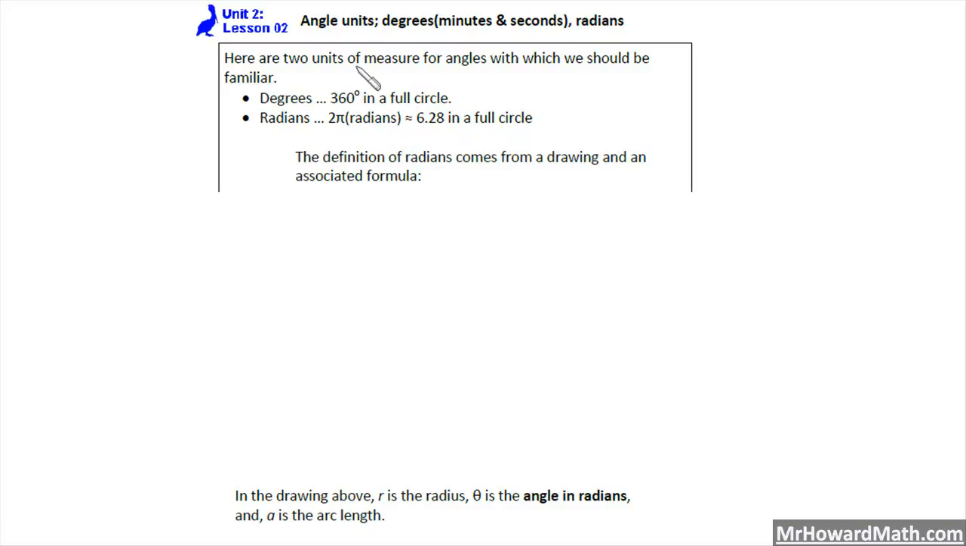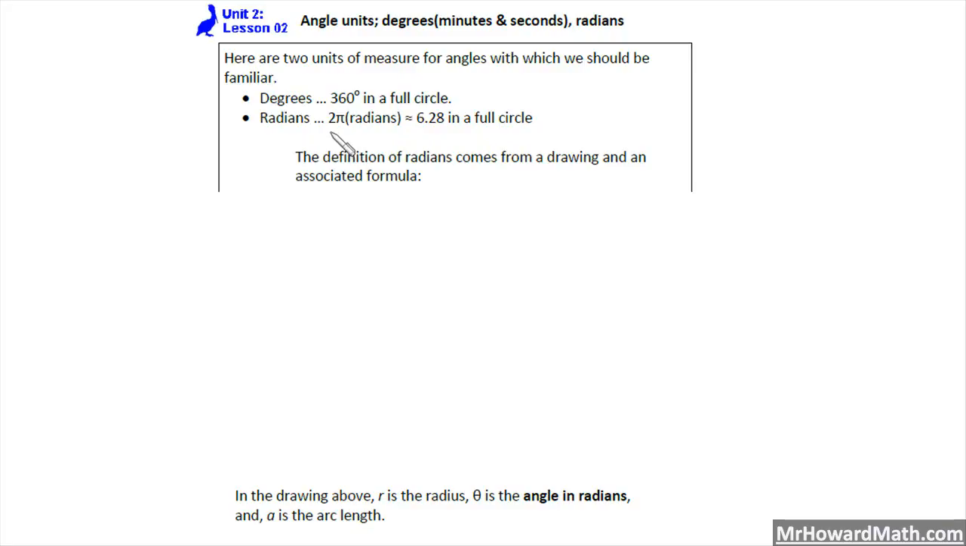In this video we'll be looking at angle units, specifically degrees and radians. You're familiar with degrees. You know that there are 360 degrees in a full circle. You've worked with that for years now. The radians part will be a little new to you. You would have discussed it probably a little in geometry, but we'll be using it a lot here in the pre-calc course in the trigonometry section.